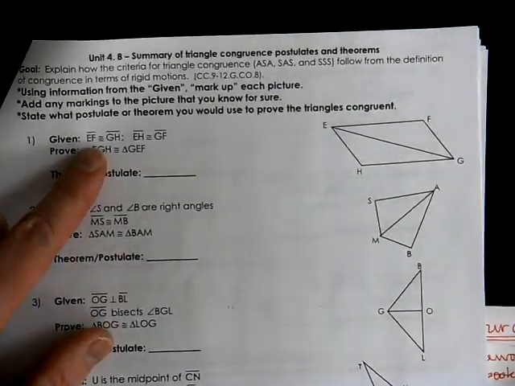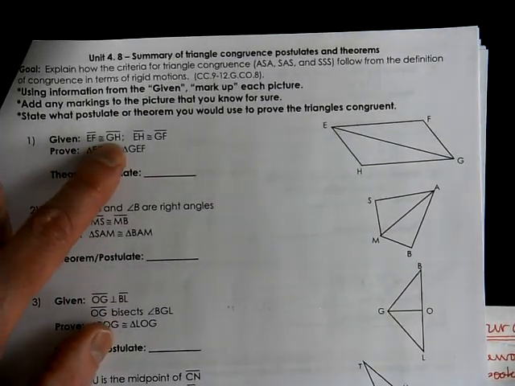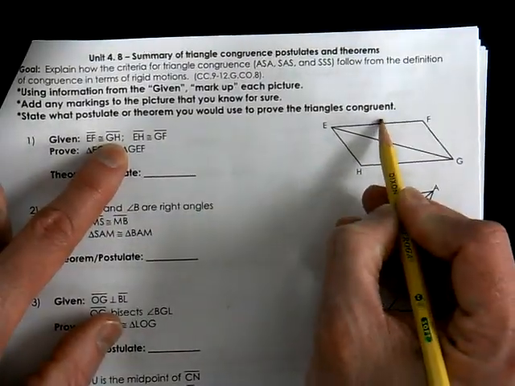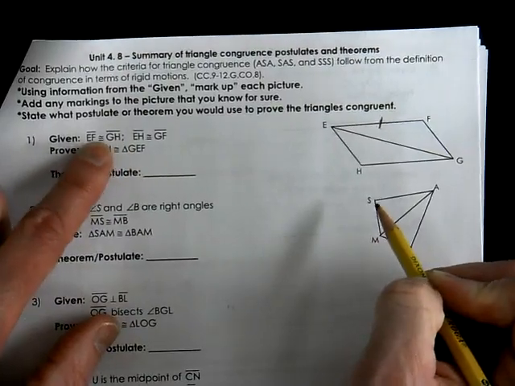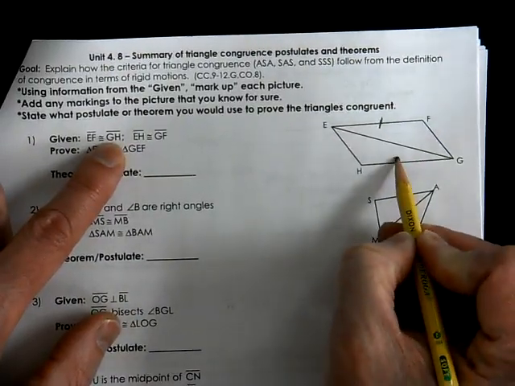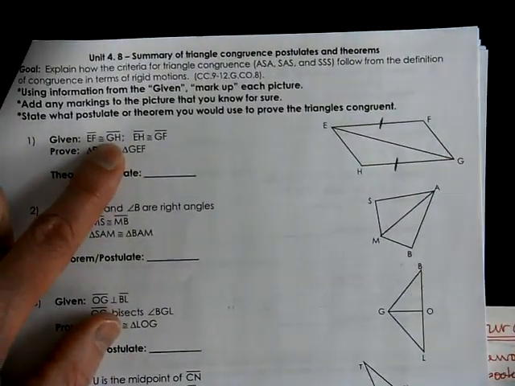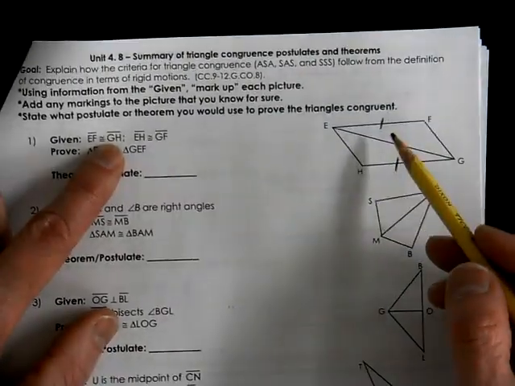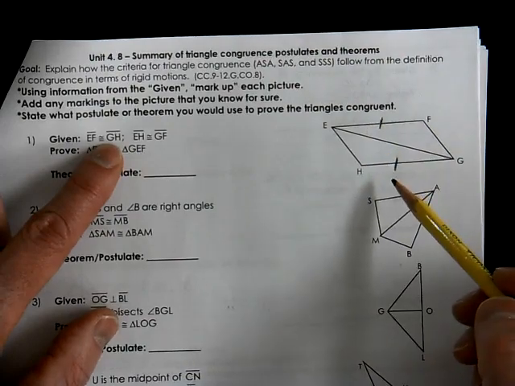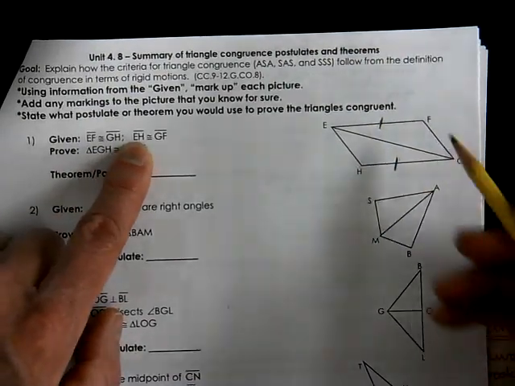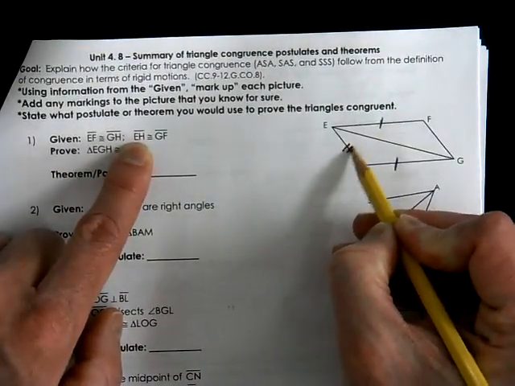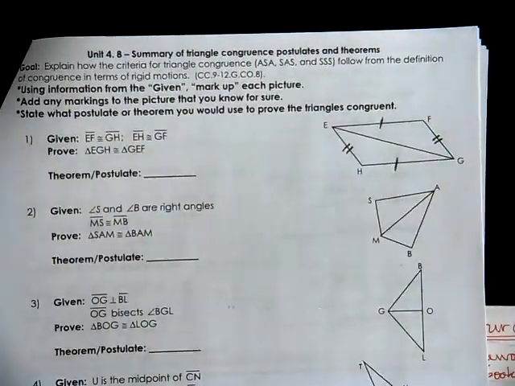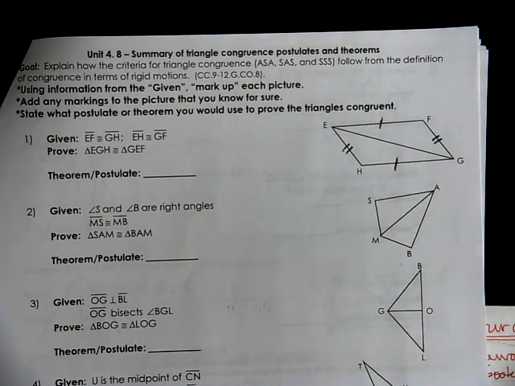So we notice that segment EF is congruent to segment GH. EF gets a tick mark. GH would get a tick mark because they're congruent. It really doesn't matter how many tick marks, but we typically start with one. Segment EH is supposed to be congruent to segment GF, so we'll give them a different number of tick marks.